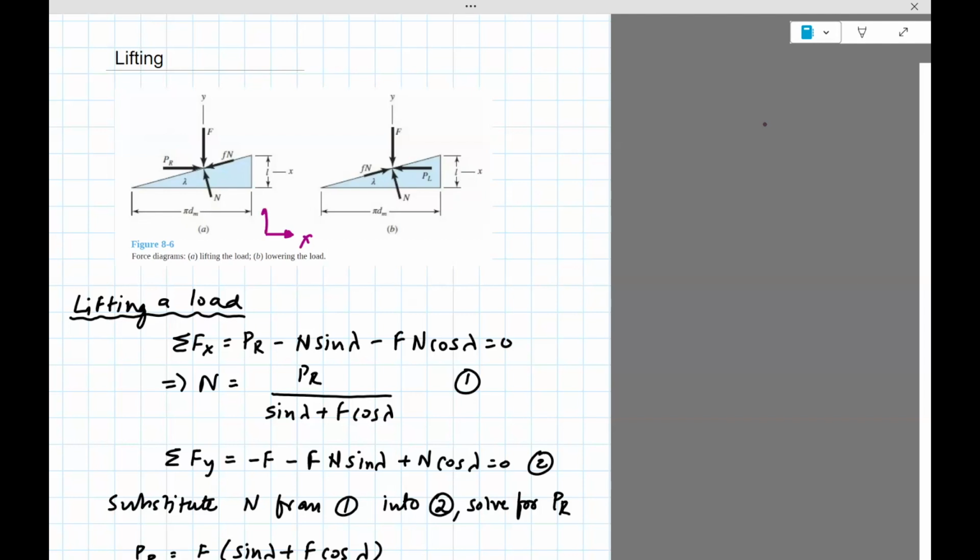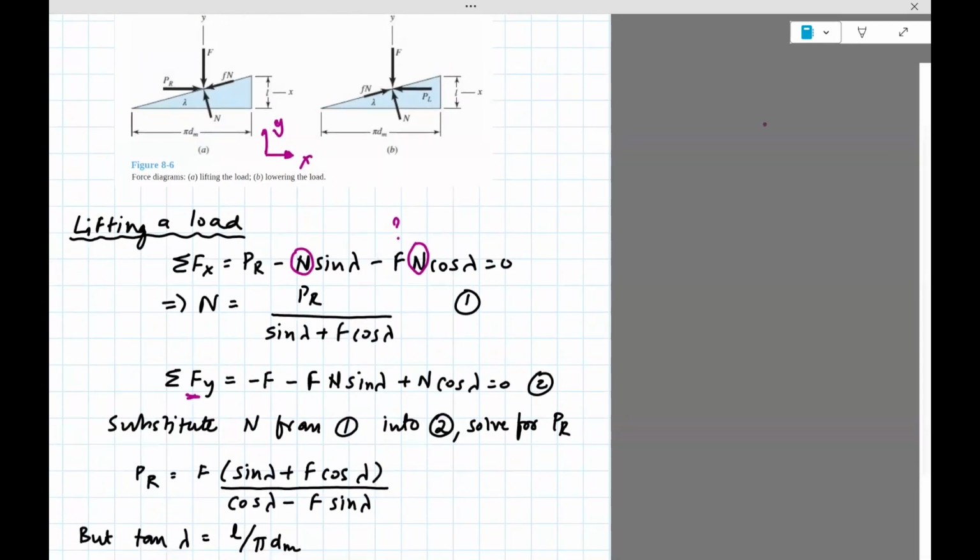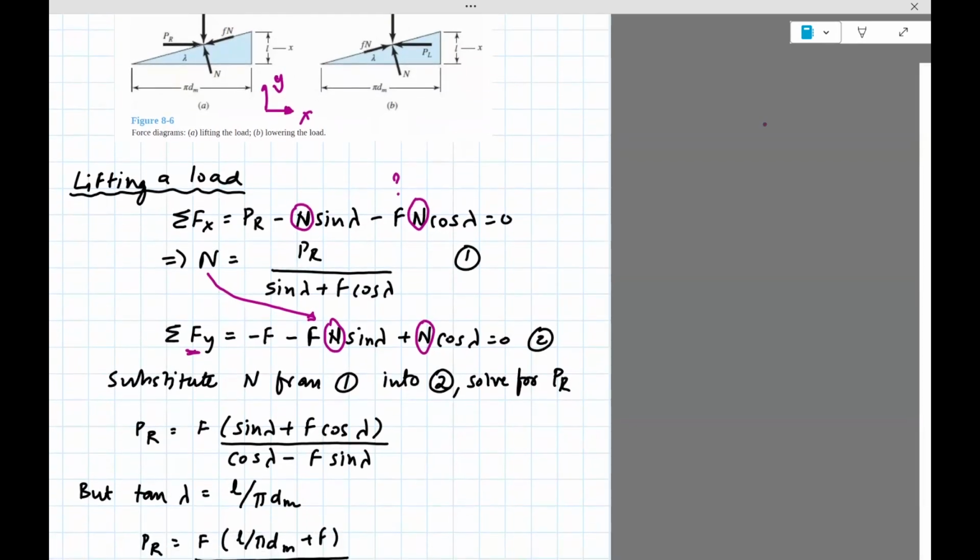So when you do this in the X direction, you can solve for N. The N is an unknown here. And we'll assume that the friction force is known. So we solve for N, then we do equilibrium in the Y direction. Y is the upward direction. When you do the equilibrium, you get another equation, and then this equation will have N, the normal force, which can now be eliminated, right? So you eliminate N and you get an expression for F. So this is what we were after. The force you require to lift a load depends on the external force, the angle of the thread, and then the friction force.